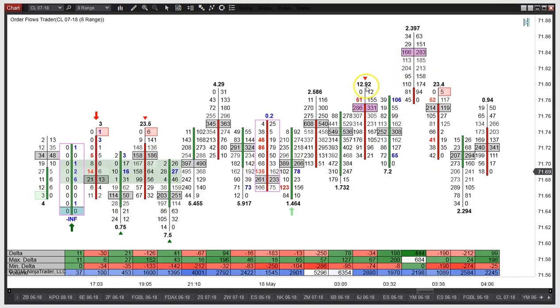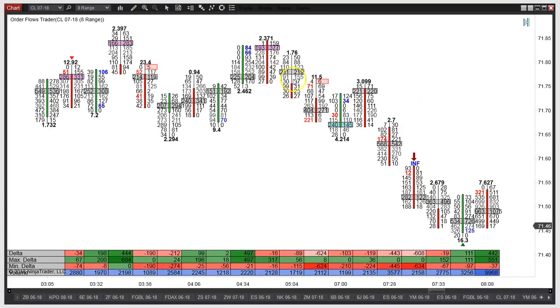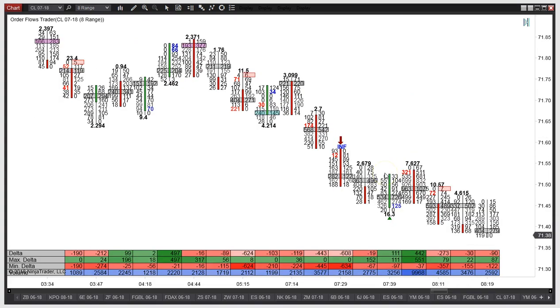Then we come in here, we got a divergence with prominent point of control. Nothing happens. Makes its new high here. Got positive delta though. But again, you got a prominent point of control. Look how this market trades right back up to that prominent point of control. It holds, and then you got another prominent point of control. What happens? Boom, it's lights out. Market sells off from the 71.75 area down into below 71.50.